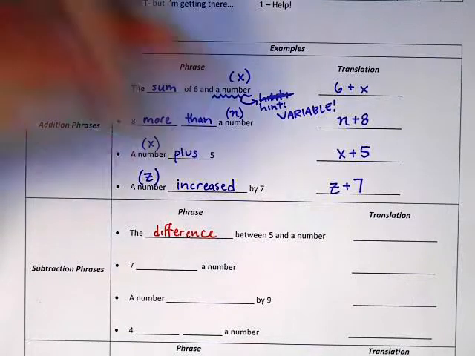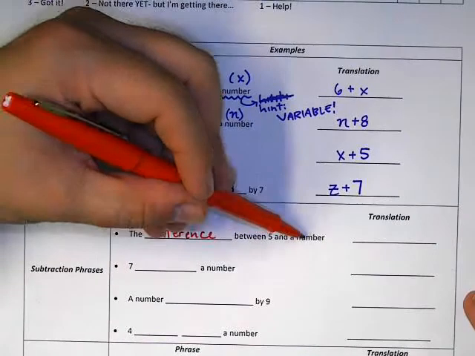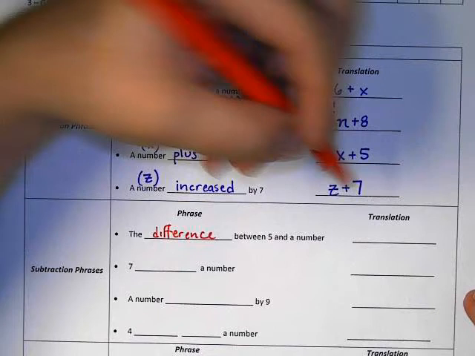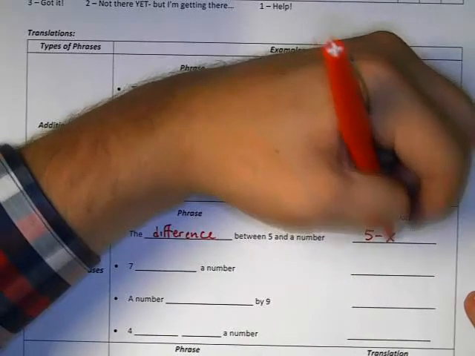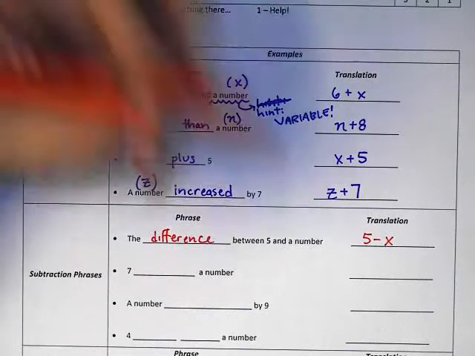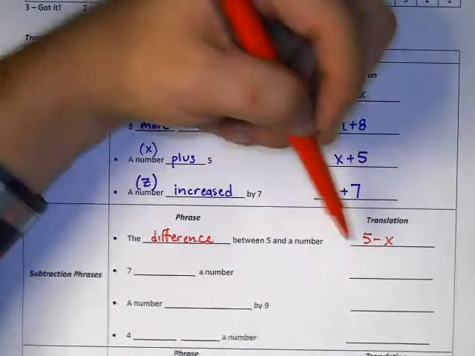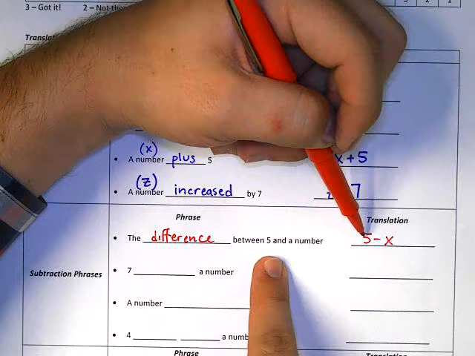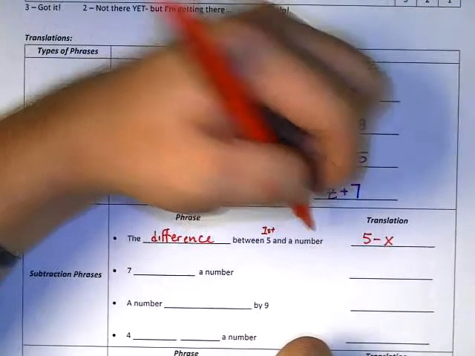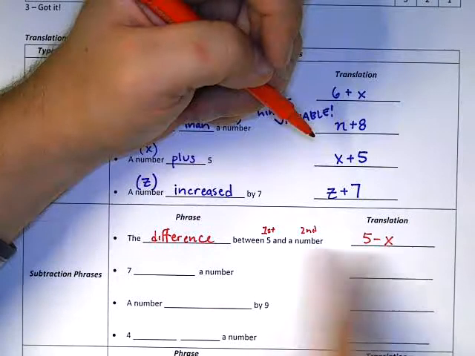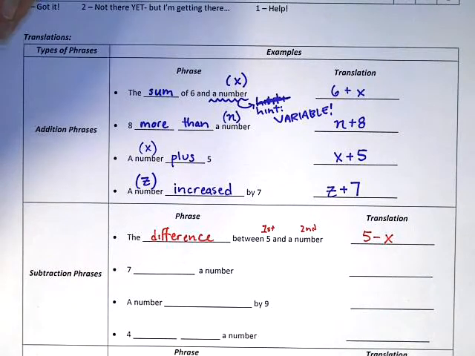Now, if we want the difference between 5 and a number, that means we are starting with the 5 and we're taking away the number. All right, the difference between 5 and a number means you start with the first piece and you subtract the second piece. Do you see how this is first and this is second? Well, it should look the same way when you're translating.